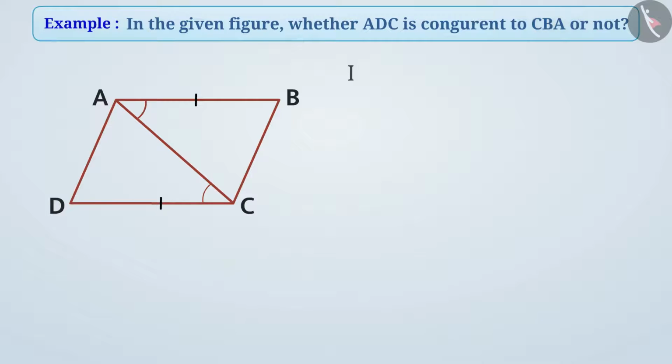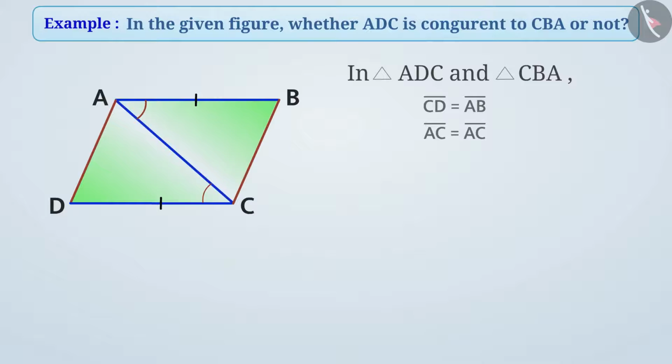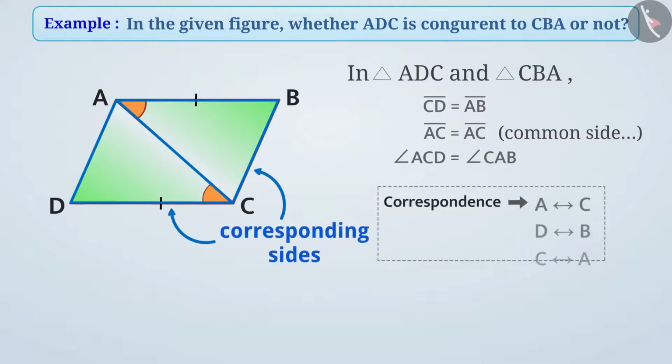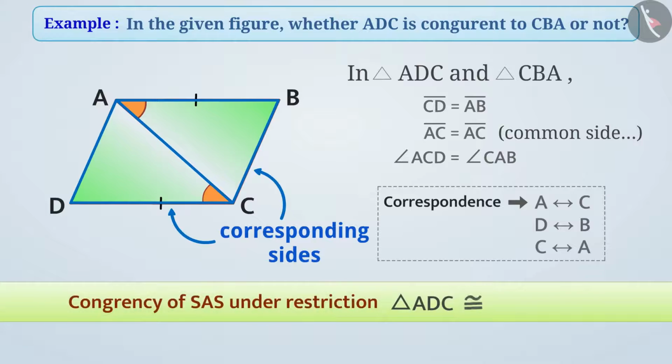We can see in triangle ADC and triangle CBA, CD is equal to AB, AC is equal to AC because AC is the common side. Angle ACD is equal to angle CAB. You can see two corresponding sides and the angle between them of triangle ADC are equal to two corresponding sides and the angle between them of triangle CBA. Hence, by SAS congruency, both the triangles are congruent. So here, triangle ADC is congruent to triangle CBA.